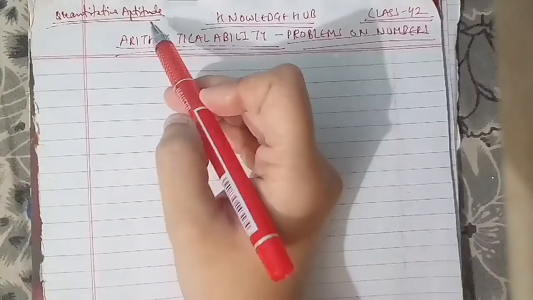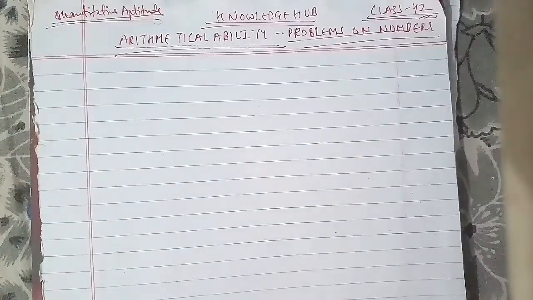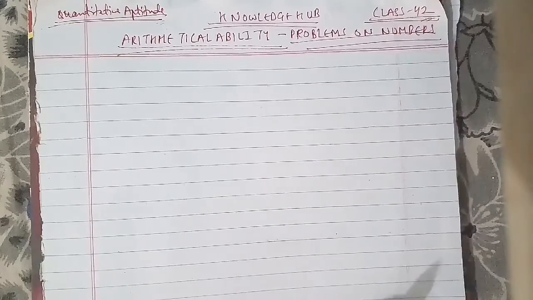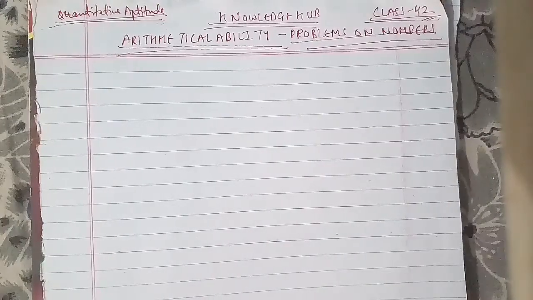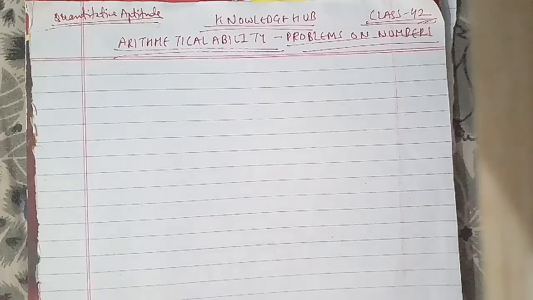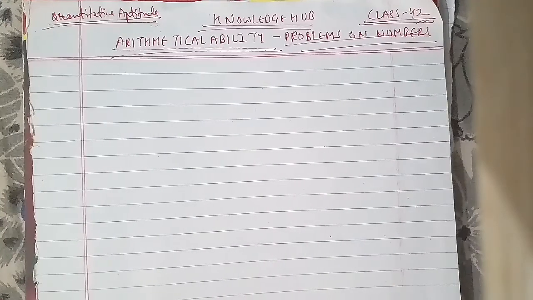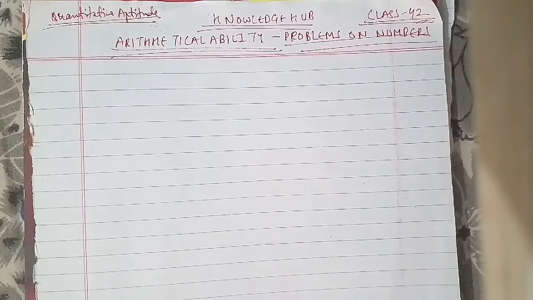Today we're going to start with your quantitative aptitude class, and this is your class 42. We had done class 41, where in arithmetical ability we had done operations on numbers, LCM and HCF of numbers, decimal fractions, simplification, and then square roots and cube roots. After that we had done averages, and now we have started with problems on numbers. That is your 7th topic, and this is the first class of this.